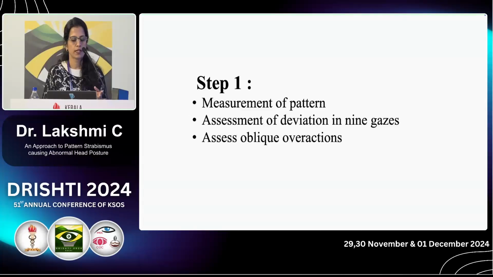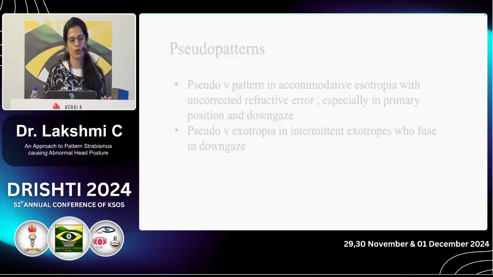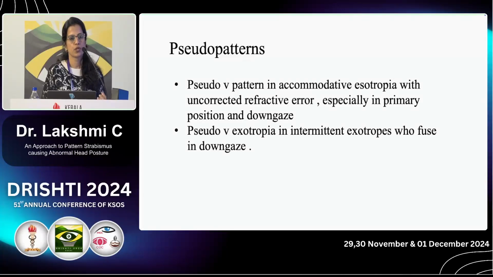So the patent strabismus head posture is important in 2 aspects. One is a patent strabismus can cause a head posture, and the second thing is when we are measuring a patent strabismus, if we don't correct the head posture and the patient is keeping a head posture, our measurements might go wrong. So measurement of pattern is of utmost importance. We need to measure the patient in 9 positions of gaze and find out which muscle is overacting to find out oblique overactions. Keep in mind pseudo patterns where we get V pattern, which is not actually a V pattern, it's due to an uncorrected accommodative esotropia, and a pseudo V pattern exotropia in intermittent exotropes who fuse in down gaze.